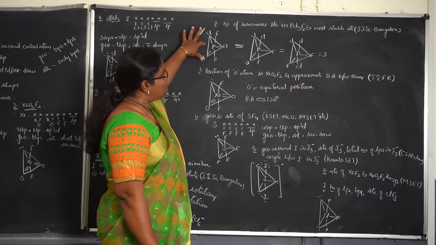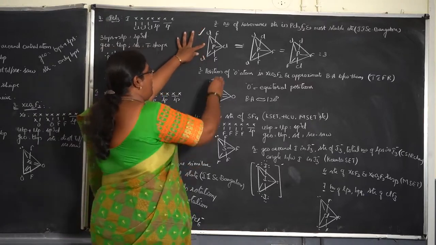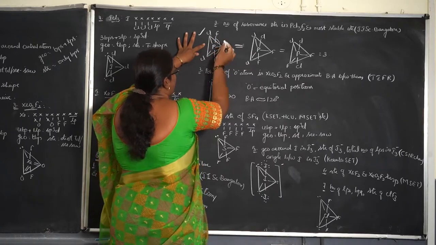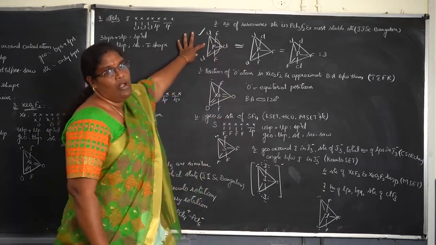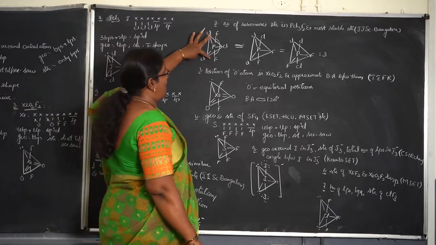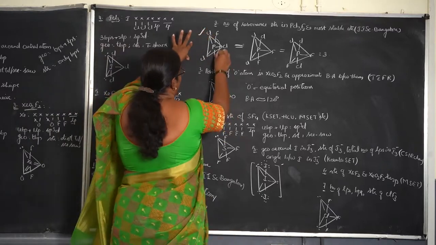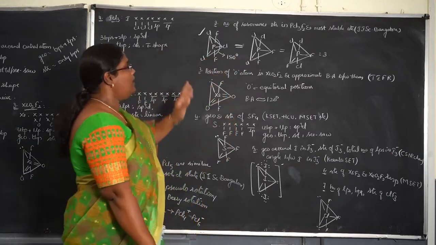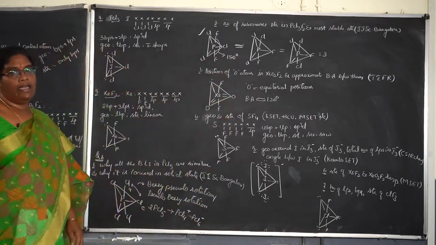And based on this molecule, there was one question. What is the bond angle between fluorine atoms in PCl3F2? Since they occupy the apical positions, the bond angle between fluorine atoms must be approximately 180 degrees.